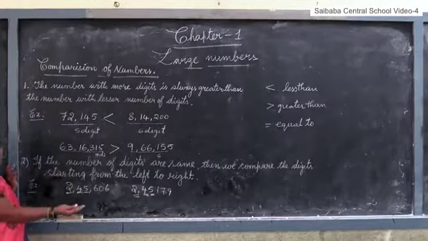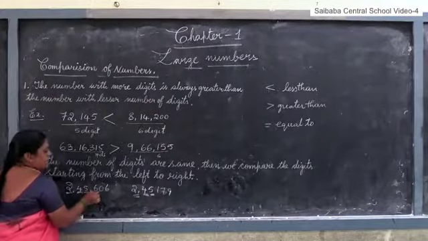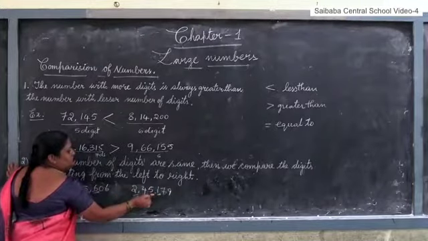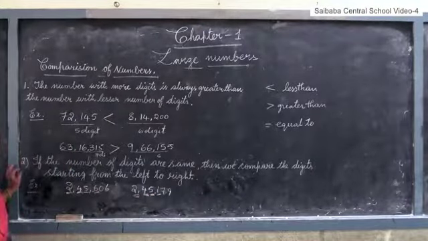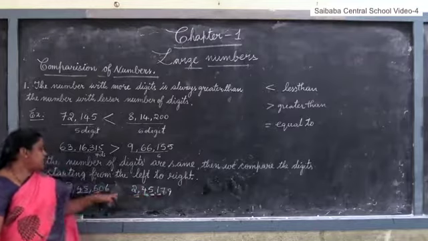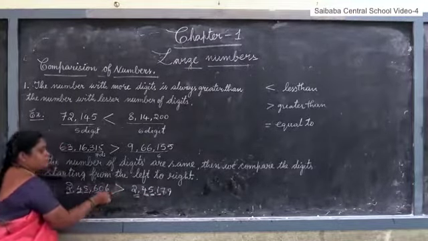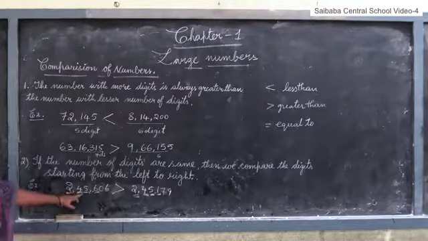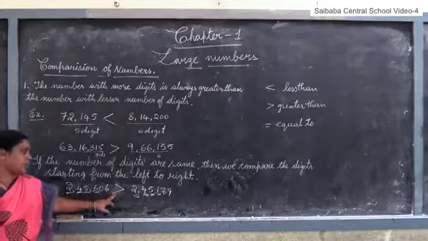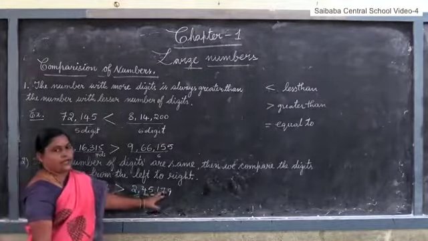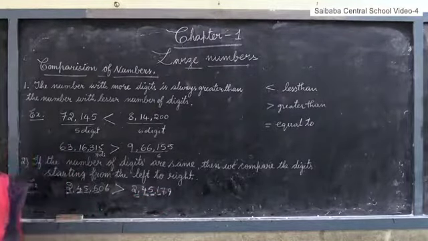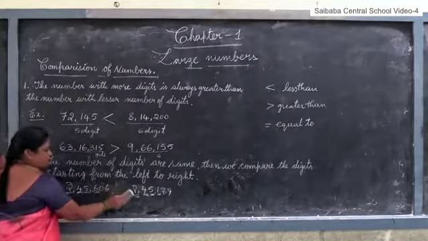Then go to the next place, that is the hundreds place. Here 6 and here 1. Which one is greater? 6 is greater. So this number is greater. So 2,45,606 is greater than 2,45,179. One more example.